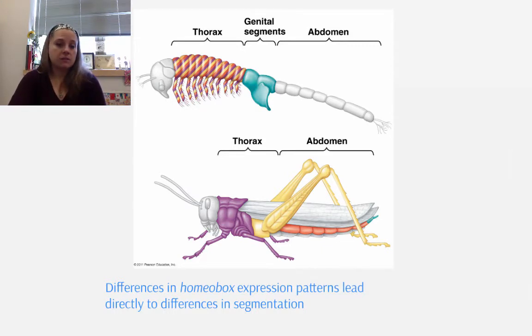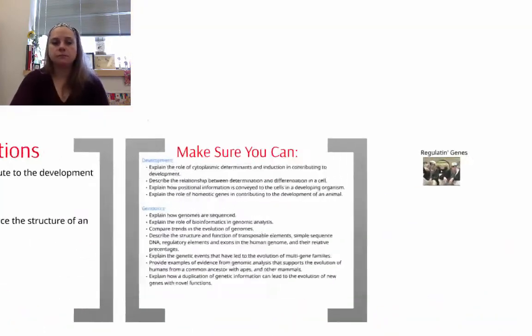So differences in homeobox expression lead to differences in segmentation in insects. Insects are segmented, again, the head, the thorax, the abdomen. And these different locations of these genes help to set the pathway for structures to be set in the right place.